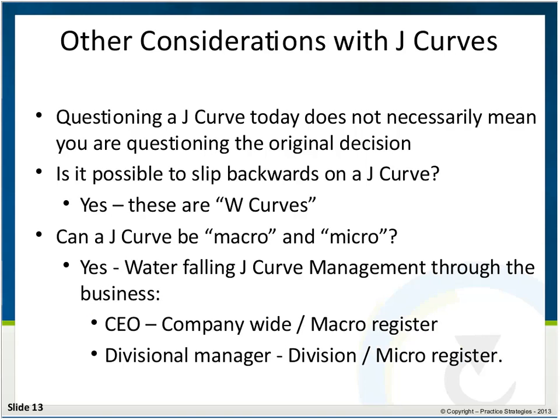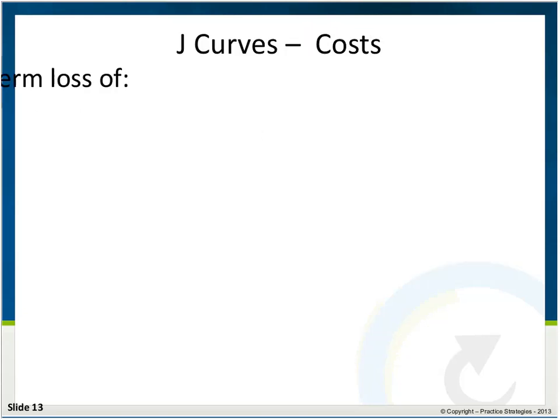In some businesses, a single J-curve register is sufficient, but as the business gets bigger and has divisional involvement, then it's quite possible that you will set up divisional or micro registers, and things that might be important to the division might not hit the company-wide register, but you still want the division looking and tracking at those J-curves.